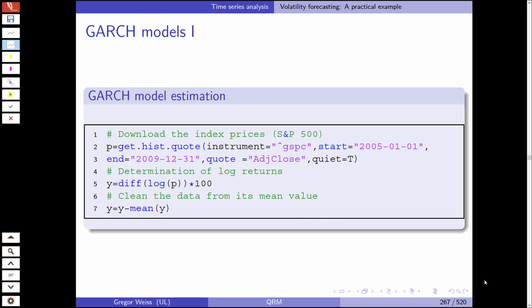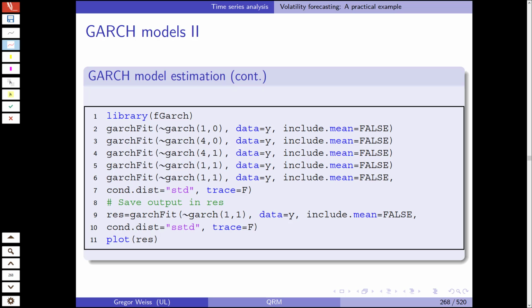We then estimate the GARCH model. So first of all, we download the index prices, the S&P 500. We again determine the log returns, and now we clean the data from its mean value. We calculate the mean value and we subtract it, so that the demeaned series Y has obviously an expected return of 0. Okay, so this is the demeaned series of returns.